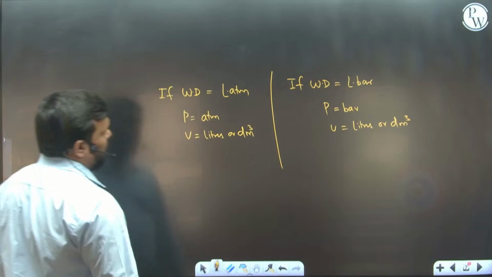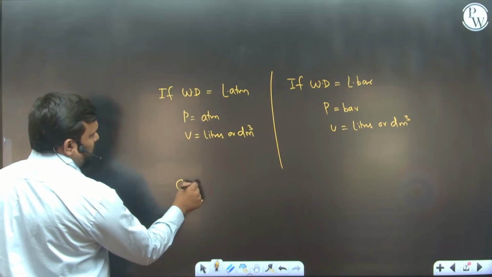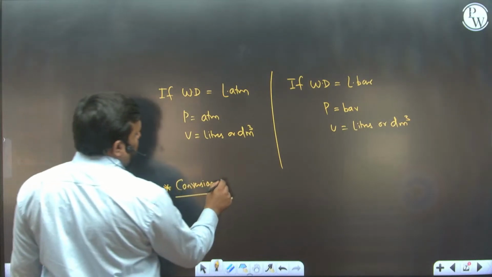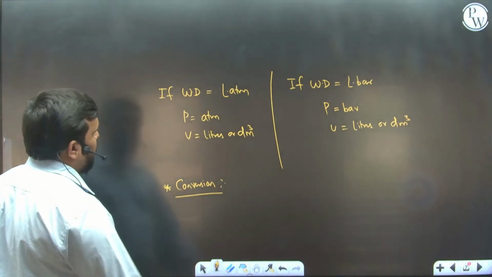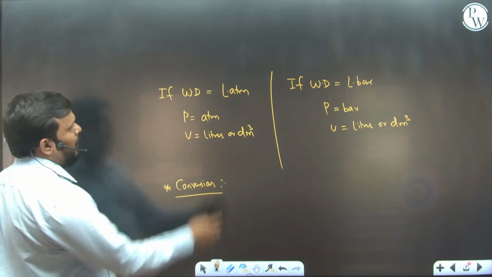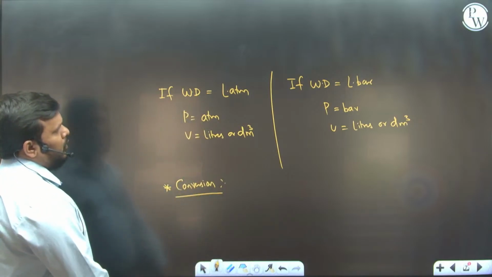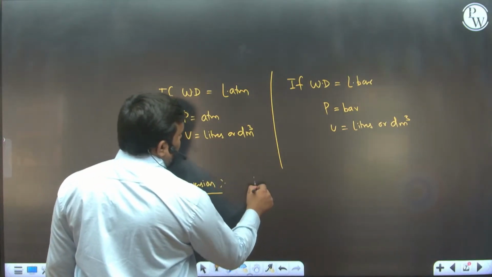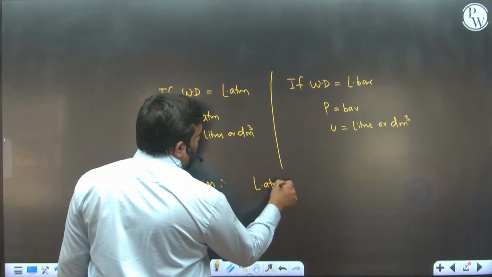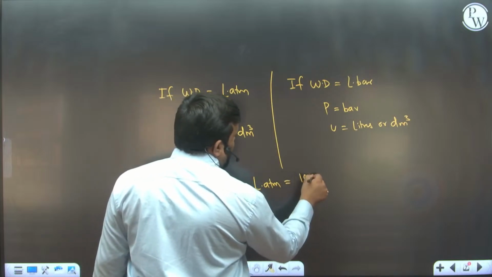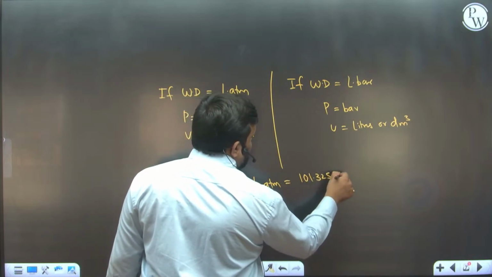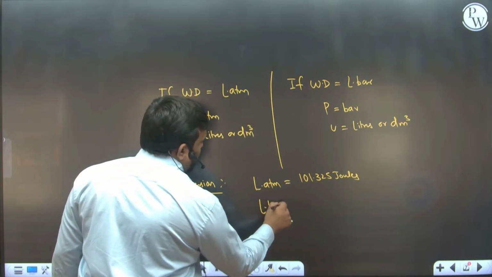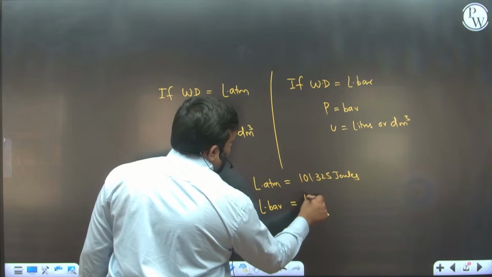One more conversion should be remembered. If they have given us the work done in liter ATM, or you calculated it in liter ATM and you want it in joules, you must know the conversion that 1 liter ATM is equal to 101.325 joules, and 1 liter bar is equal to 100 joules.